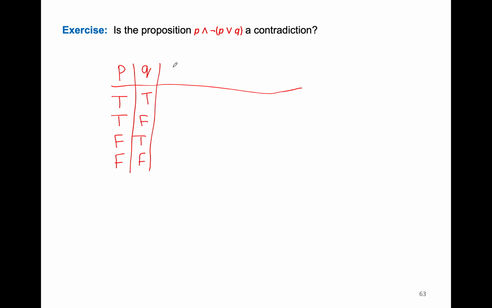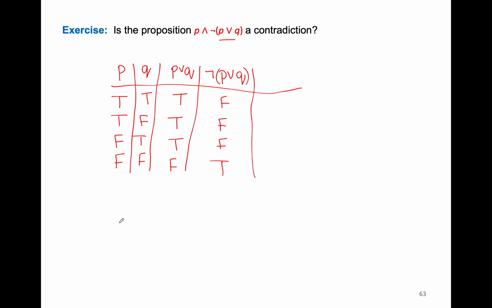First thing we need to get is P or Q. So P or Q, true or true is true. True or false is true. False or true is true. False or false is false. Now, not (P or Q) is the opposite here. So here we've got not true is false, not true is false, not true is false, not false is true.